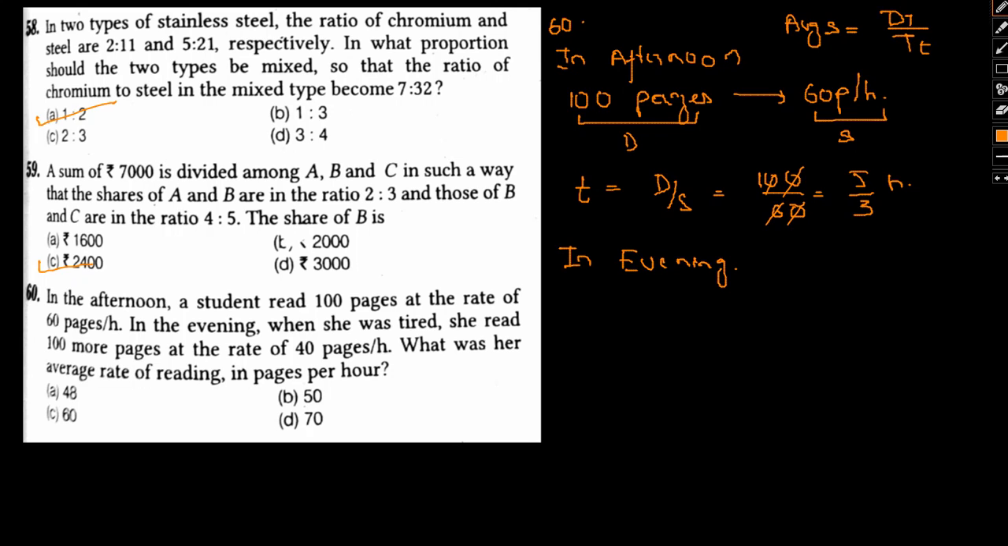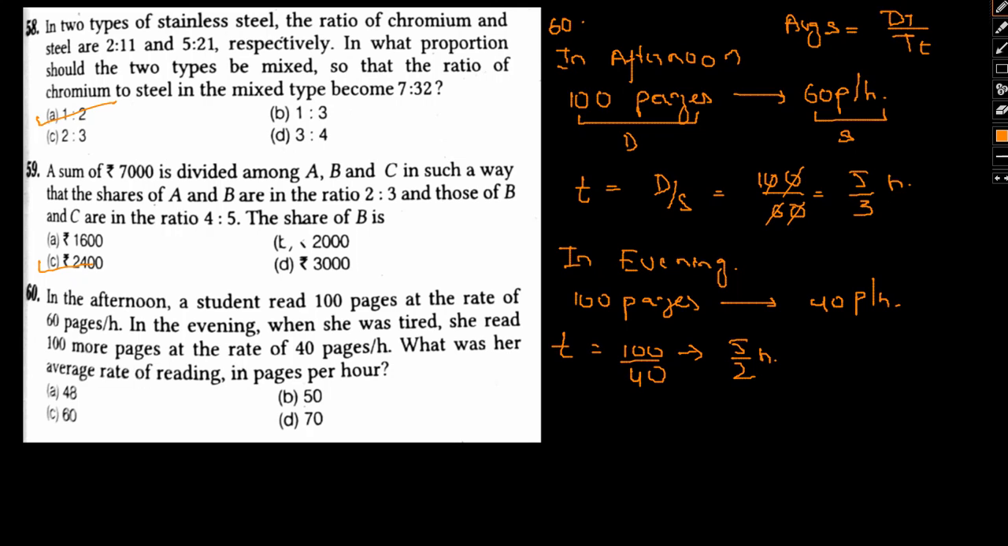In the evening we have a similar process. Again we have 100 pages and then 40 pages per hour. So again the time will be 100 by 40, so that would come out to be 5 by 2 hour.